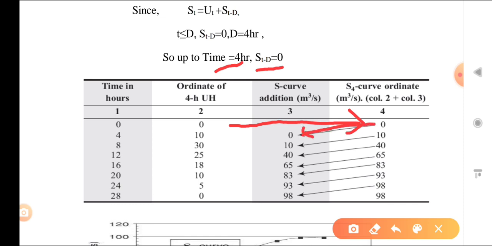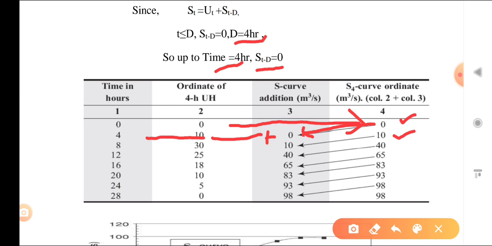And how far that 0 goes below will depend on the duration of the given unit hydrograph. Here the duration of the given unit hydrograph is 4 hours. So that's why that 0 goes to the 4. Okay, now what do we have to do? Simple. We have to find the S coordinate. So what is the S coordinate? That will be 10 plus 0, it is 10.